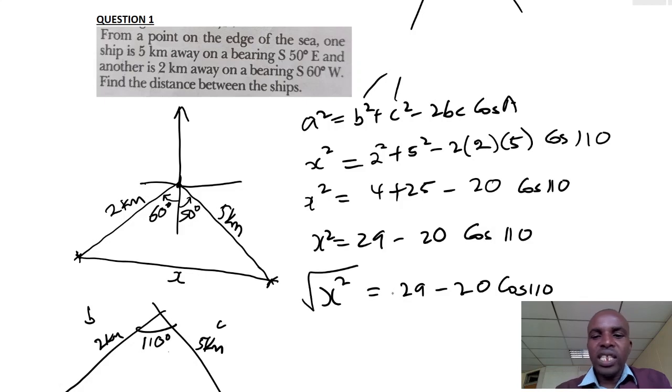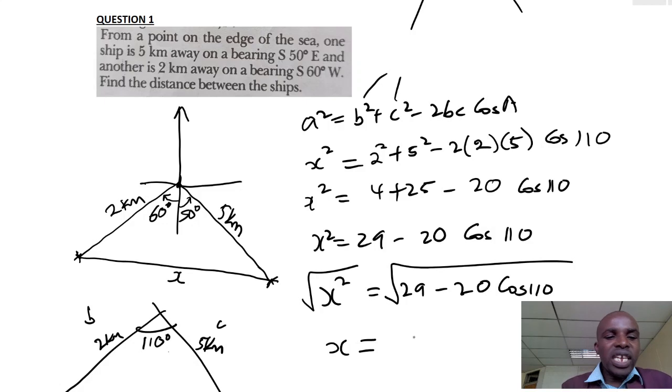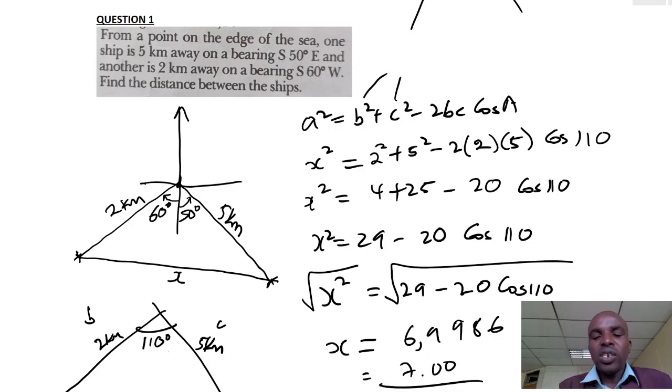It will be square root this side and square root this side. Then I'll get my x is, you can make use of a calculator, square root of 29 minus 20 cos 110 is 6.9986. Then to 3 significant figures, it's supposed to be 7.00 to 3 significant figures. So this will be my distance in kilometers.